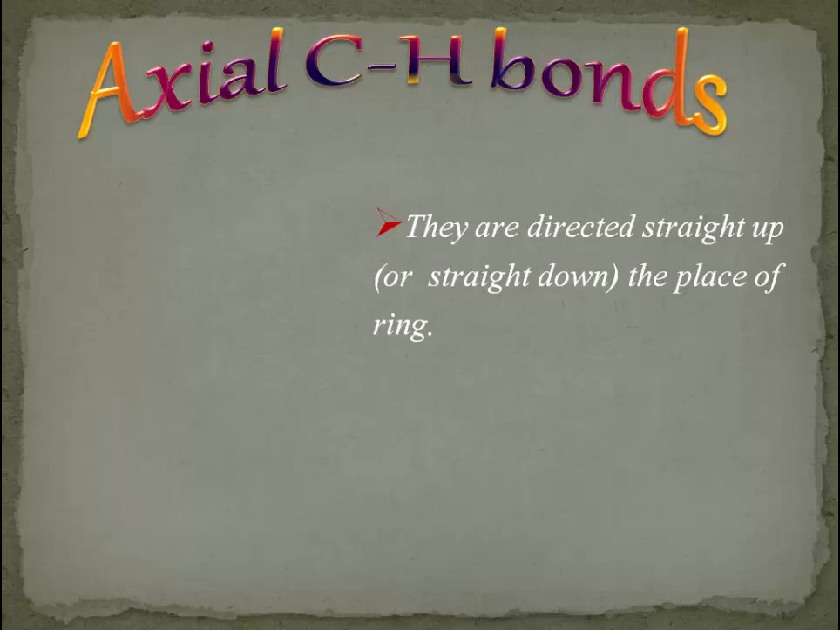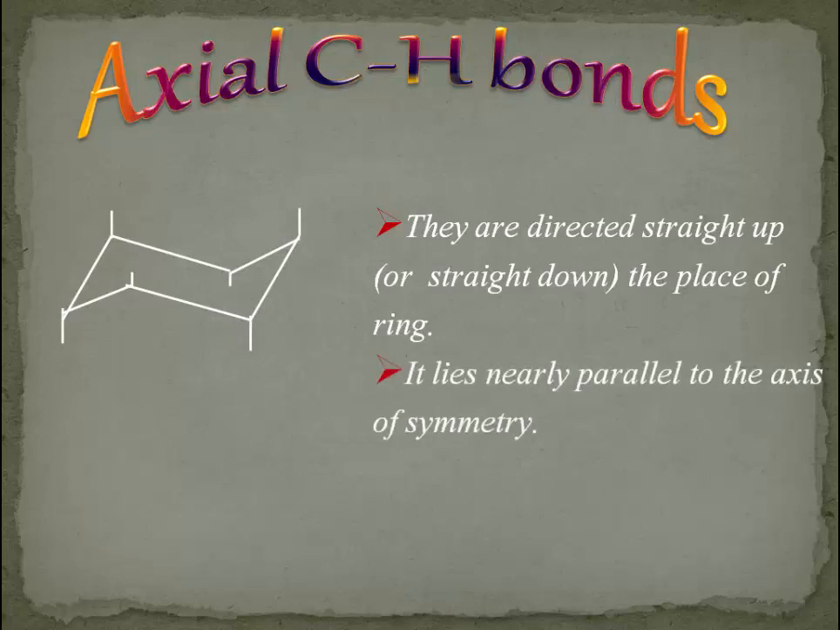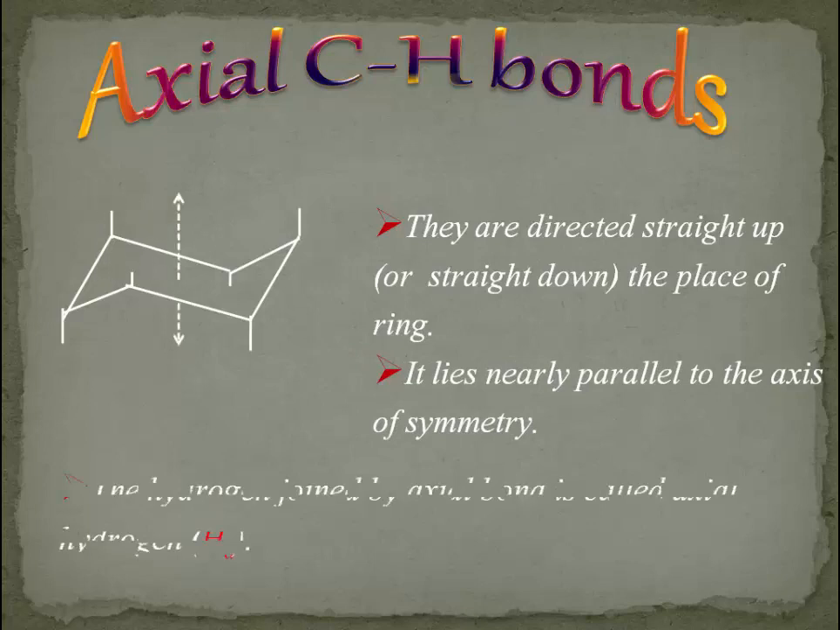Now let us see the structure of chair conformation. In that, axial C-H bonds are straight up or straight down the plane of the ring. They lie nearly parallel to the axis of symmetry. The hydrogen joined by an axial bond is called axial hydrogen.